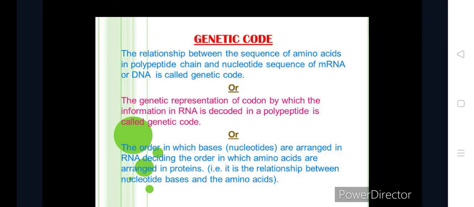For us to have a better understanding of the genetic code, here is some knowledge about it. The relationship between the sequence of amino acids in a polypeptide chain and the nucleotide sequence of mRNA or DNA is called the genetic code, or the genetic representation of codons by which the information in RNA is decoded in a polypeptide. The order in which bases are arranged in RNA decides the order in which amino acids are arranged in proteins.